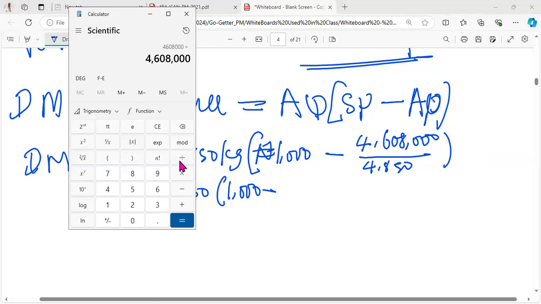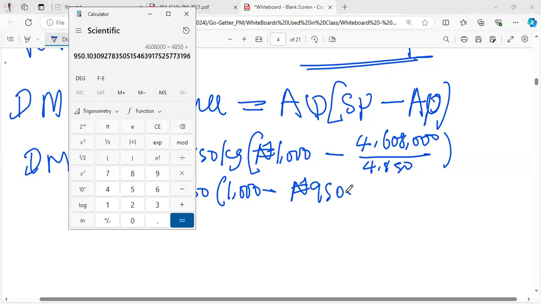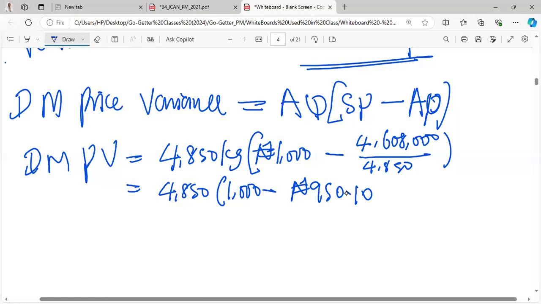4,608,000 now divided by 4,850. Voila. That gives us 950.10. You can just say 950. So we can say 950 point, let me put as much as possible, 0.10. So what we'll do now is this is 1,000.